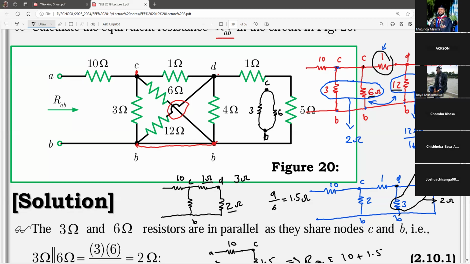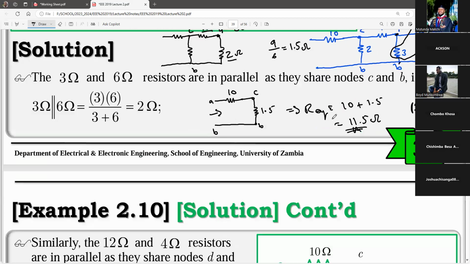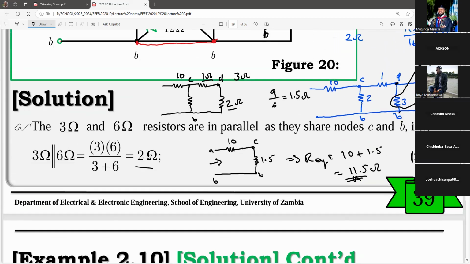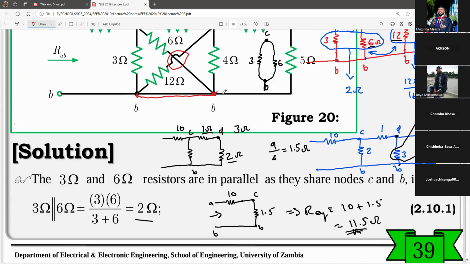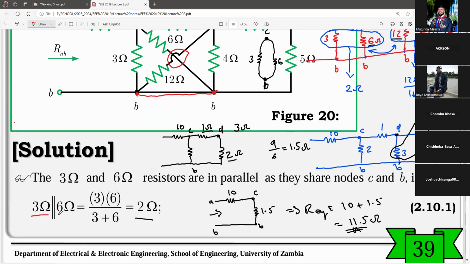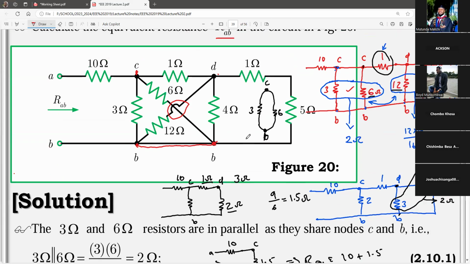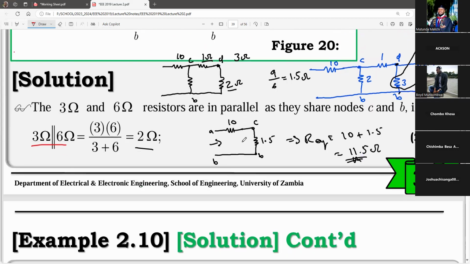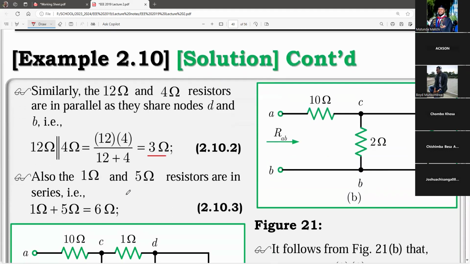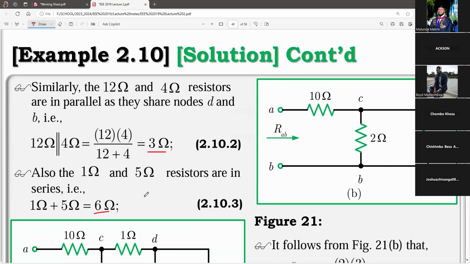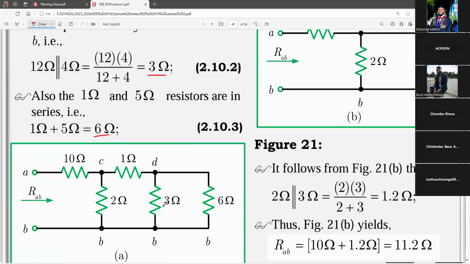Okay. Let's see where the 0.2 came from. I got 0.5. How come we have 0.2 here? This one here. Okay. We said 12 and 4 are in parallel. Then we had 5 and 6 that were connected in parallel. So this one and that one. Okay, I see it.